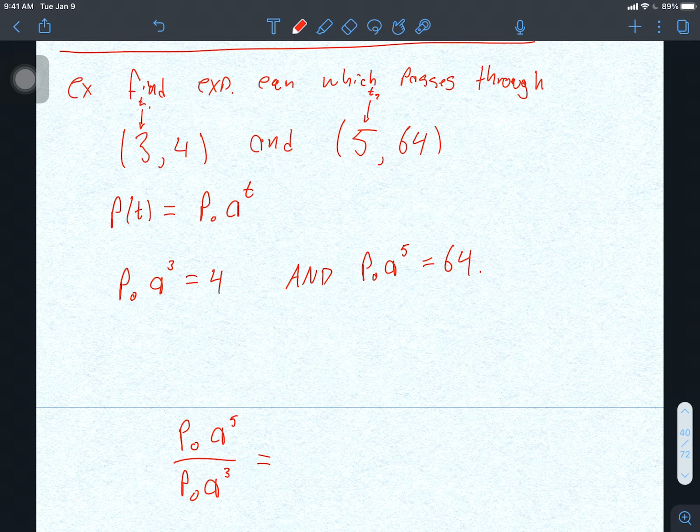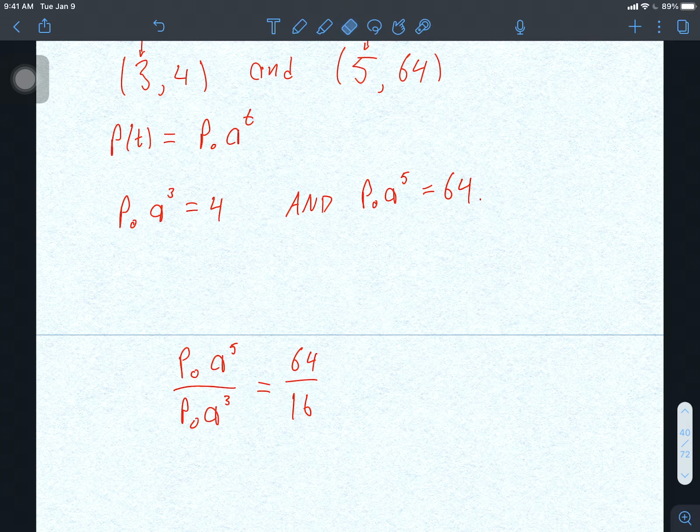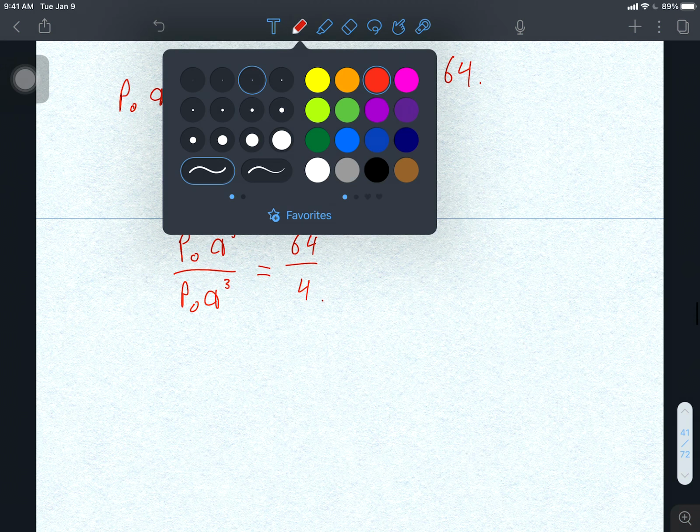If I divide the left sides, I should also divide the right side. So I get 64 divided by 16. No, what am I doing? 64 divided by 4. I'm getting way ahead of myself here. Okay, 64 divided by 4. And now the magic happens. I can cancel P naught.